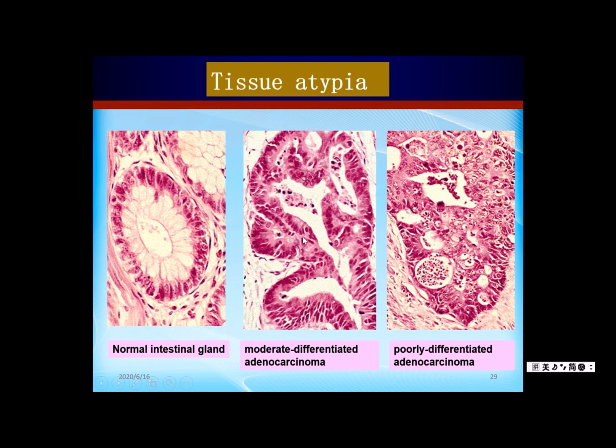Now let's see this slide. This is a normal glandular structure. And now let's see this picture. We can find that there are many layers. In the normal glandular structure, just one layer. There are many layers. And here we can find many lumens. So the structure of the parenchyma is different from the normal. This is the parenchyma and this is stroma. So the tissue atypia refers to the parenchyma being different. The parenchyma components are different from the normal.